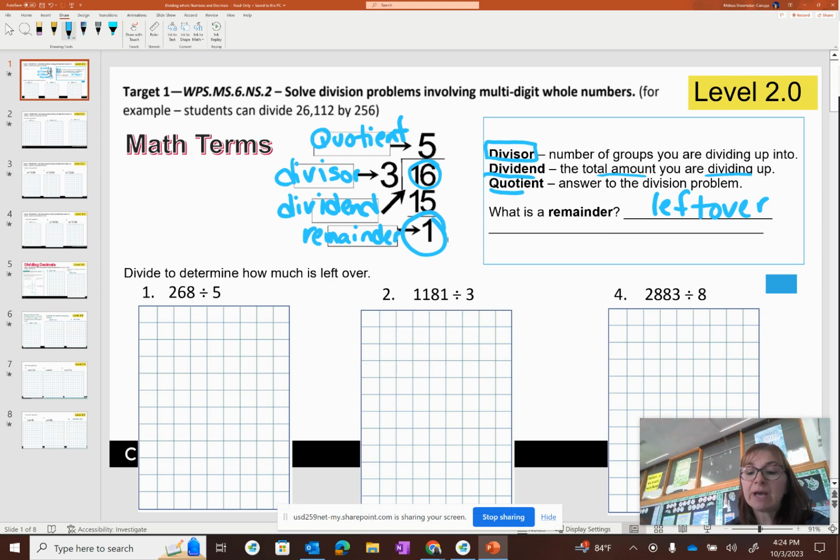Now, we have box paper here to help us stay organized. And you're going to see some of these answers do not come out even. They go on and on and on. So we're going to talk about when you should stop dividing. I'm going to put the 5 over here.